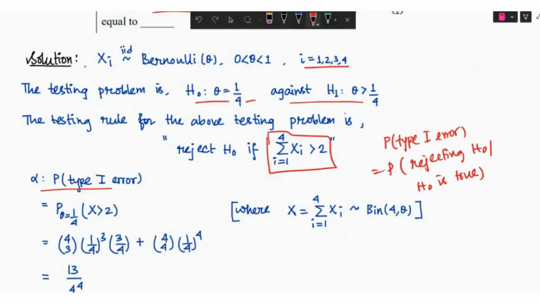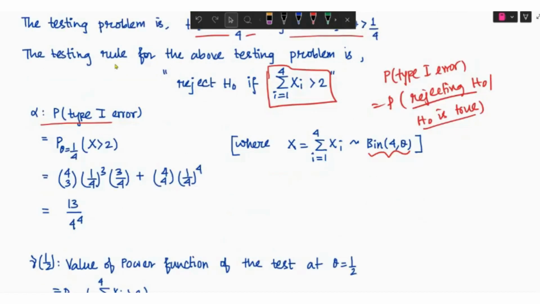Let us see. So at theta equal to 1 by 4, because H0 is true, the value of theta is 1 by 4. And we have to find the probability of rejecting H0. Rejecting H0 is basically summation Xi, i equal to 1 to 4, greater than 2. We consider X equal to summation Xi, which follows a binomial(4, theta) distribution.